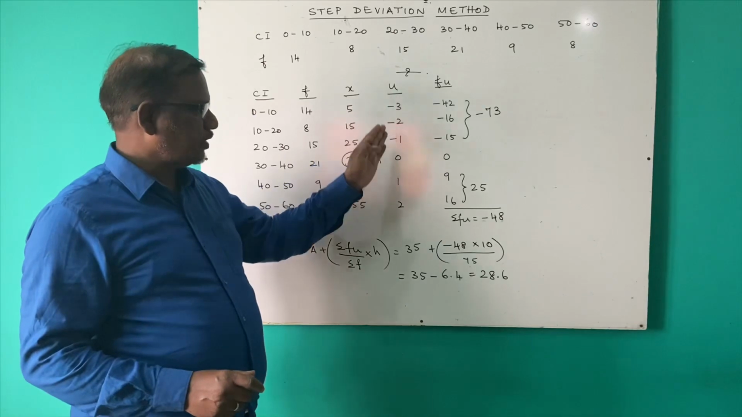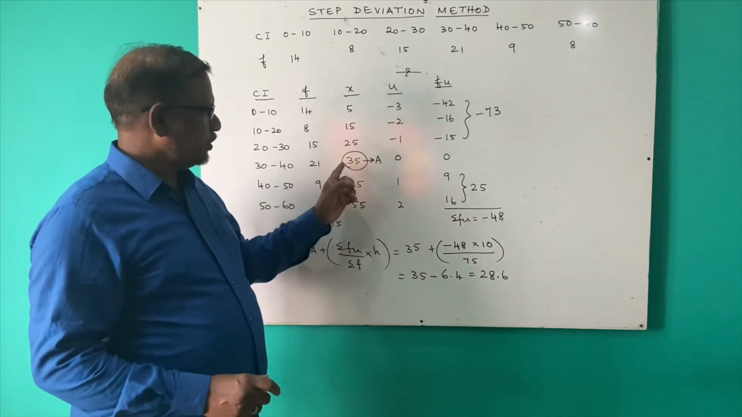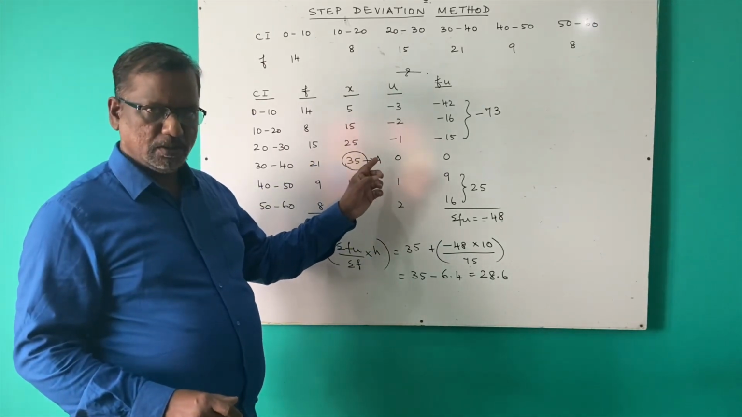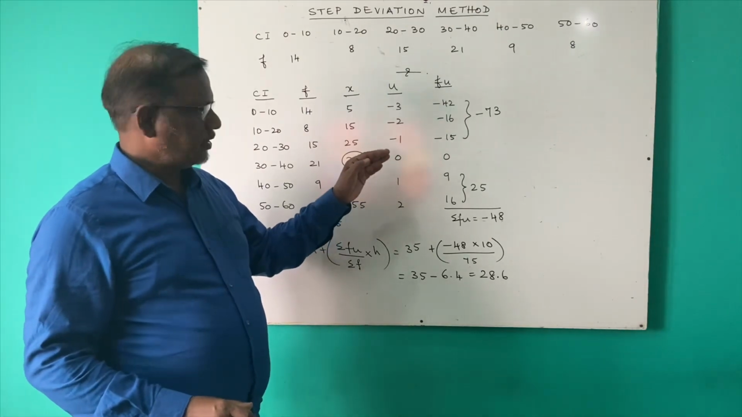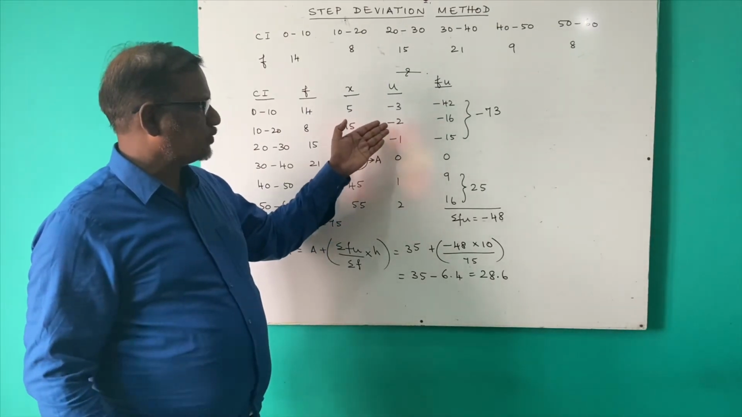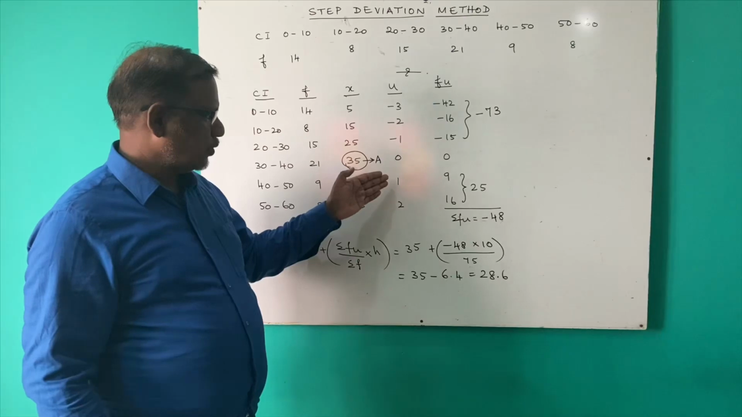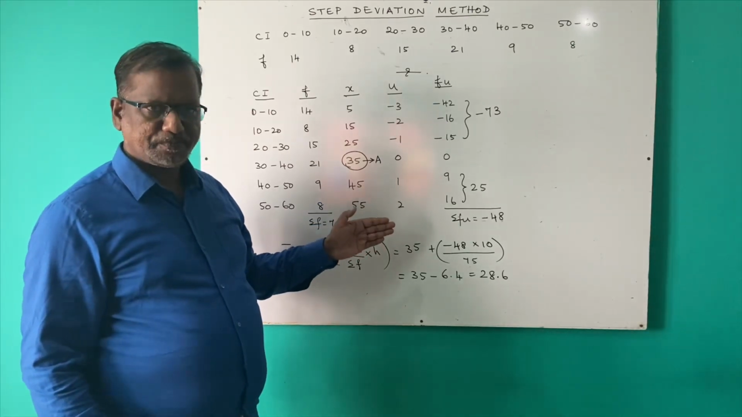Then let us write the u column. Opposite to the assumed mean value, we put 0. Then above we write minus 1, minus 2, minus 3. And below we write 1 and 2.